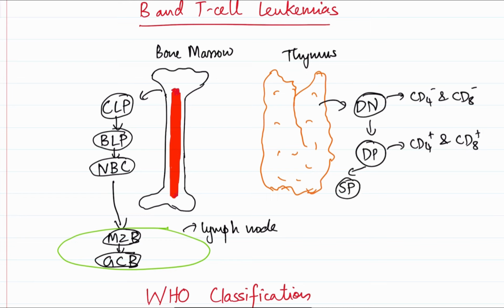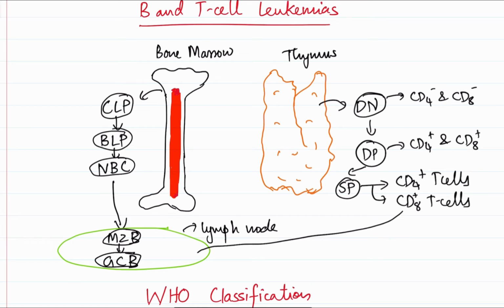Then they develop into single positivity. That is, either they develop into CD4 positive T cells or they develop into CD8 positive T cells. These CD4 or CD8 T cells will then enter the lymph node, and in the lymph node they develop into the peripheral T cell. This is how the development of T cells occurs. Now let's identify the leukemias, from where they all originate.